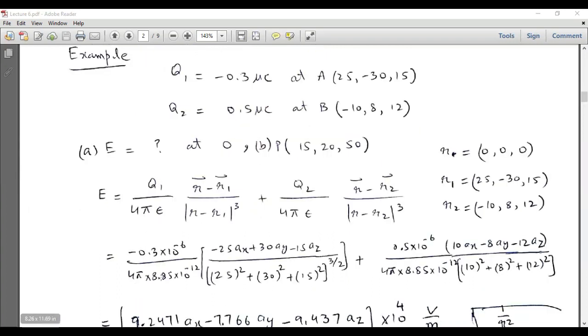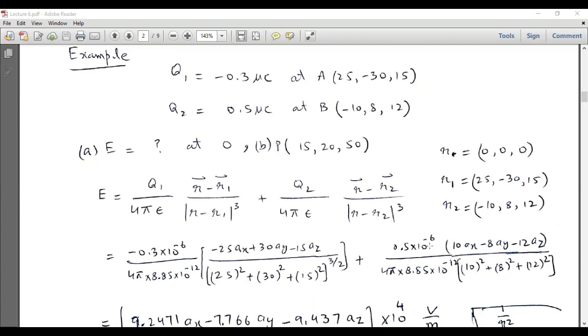Now E is equal to Q1 over 4 pi epsilon, the vector R minus R1 divided by the magnitude of R minus R1 cubed. So it will become 25 square plus 30 square plus 15 square, because one point is the origin. So 0 minus 25, 0 plus 30, and 0 minus 15. They will all become positive when squared, and the power is 3 by 2. In the numerator, we use the same components: 0 minus 25 AX, 0 plus 30 AY, and 0 minus 15 AZ. So this is the expression for the electric field due to the first charge, and due to the second charge, it will be evaluated in a similar fashion.